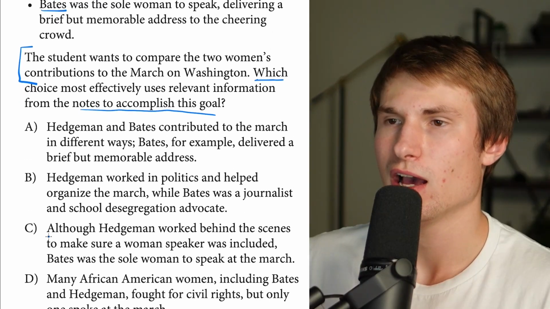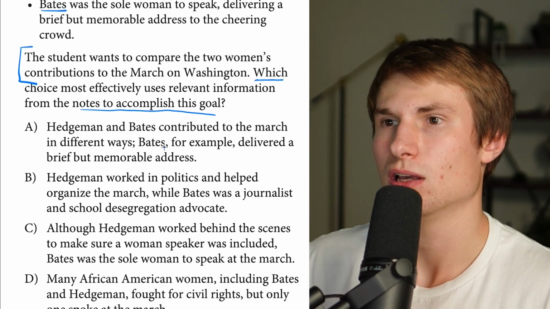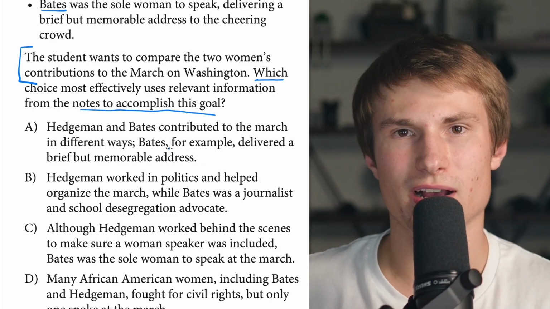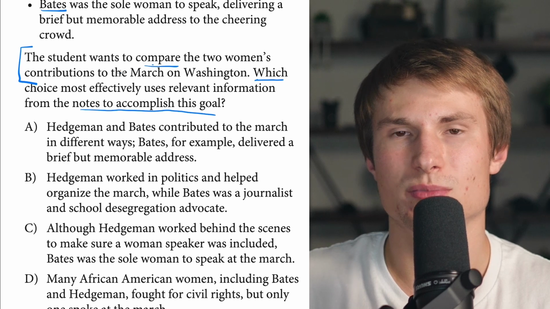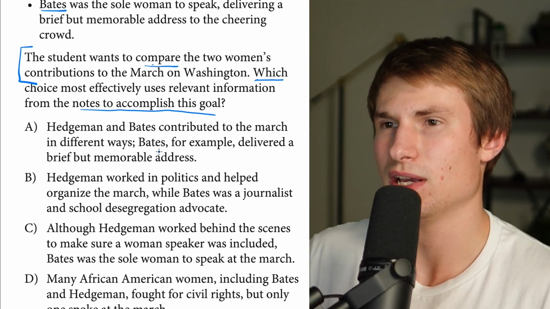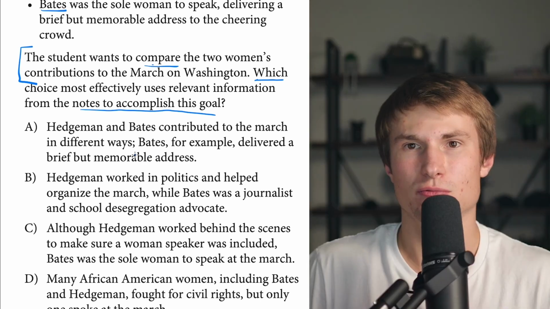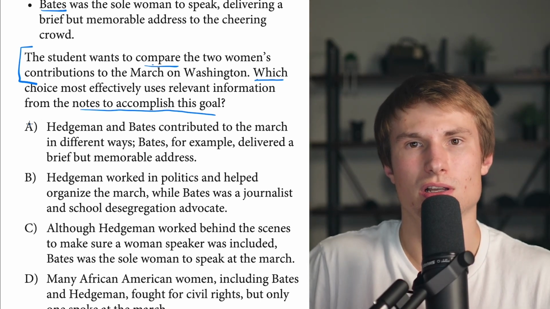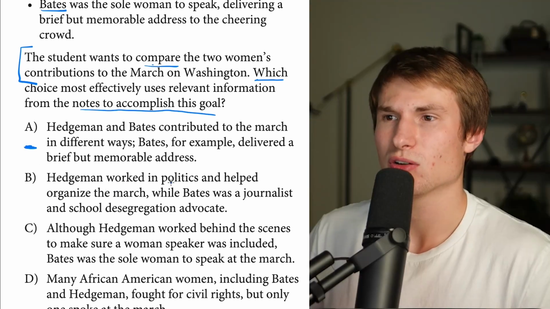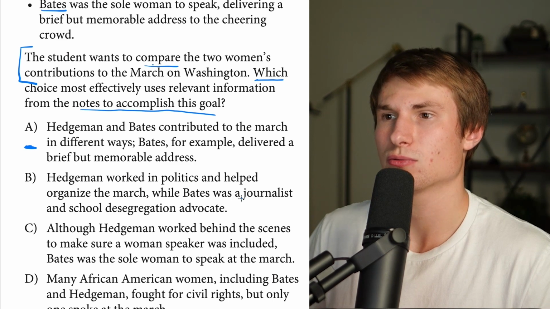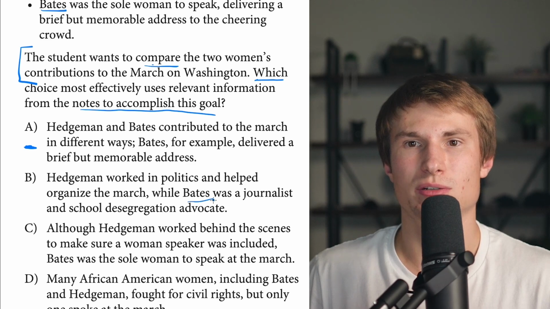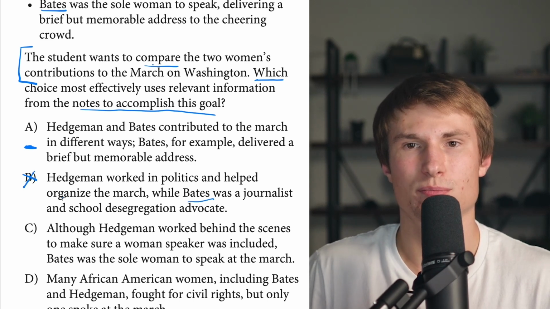So we've got option A, Hedgeman and Bates contributed to the march in different ways. In different ways, Bates, for example, delivered a brief but memorable address. All right, so are we comparing the two women's contributions? Well, we say that they contributed in different ways, and then we only state the way that Bates contributed. I would prefer an option where we talk about the way that they each contributed in their own distinct way. So I'm going to leave this one as neutral for now. Let's take a look at B. Hedgeman worked in politics and helped organize the march, while Bates was a journalist and school desegregation advocate. Well, we never mentioned Bates's role in the March on Washington there, so I'm going to get rid of B.